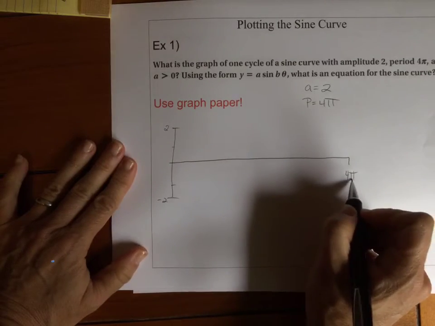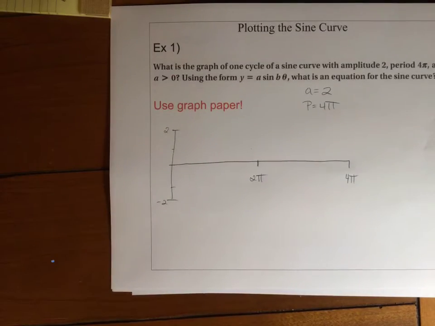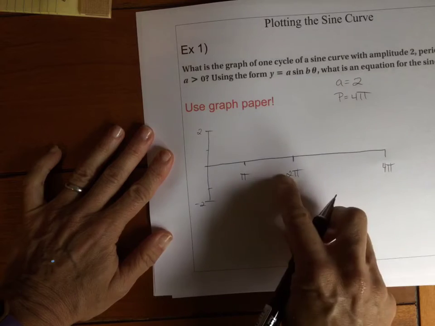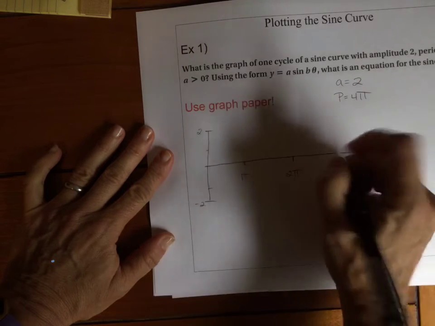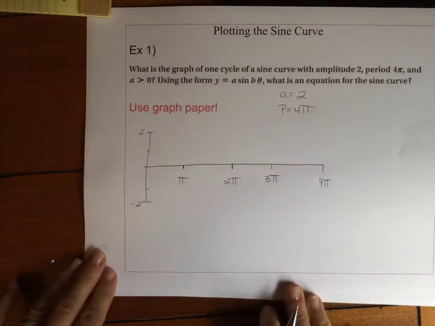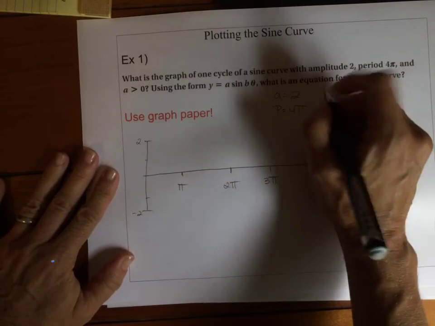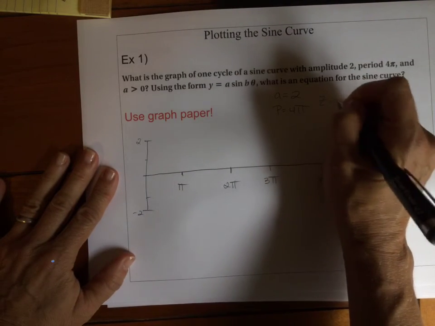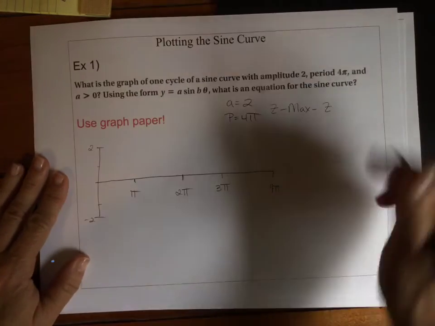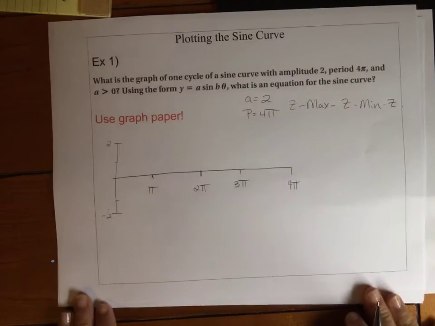So half of 4 pi, right here in the middle, is 2 pi. Half of just 2 pi over here is pi, and the halfway distance between 2 pi and 4 pi is 3 pi. All right? And then we had our pattern where we said it goes 0, max, 0, I'm just using z's for 0, min, 0. So here's how you do it.